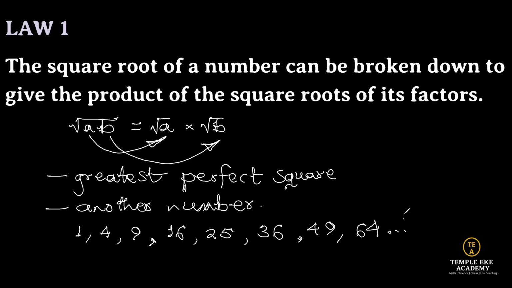Let's have some examples. Supposing I have something like the square root of 32 occurring in a calculation. The best way to break this up is to find the biggest perfect square here.